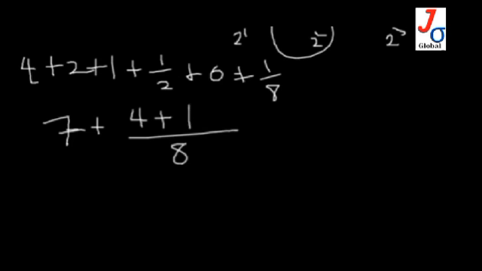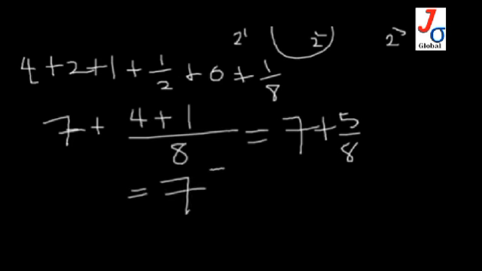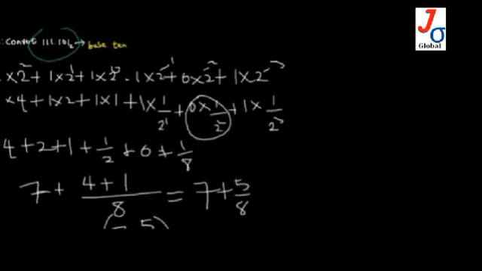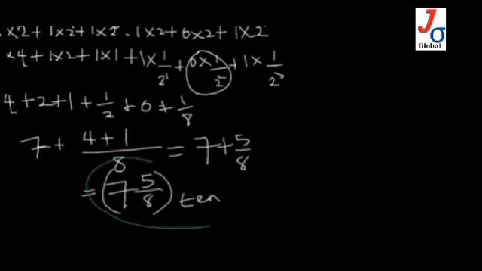So we are going to have 7 plus 5 over 8. And so the answer is 7 whole number 5 over 8. And obviously that is in base 10. So that means that if you convert this value here, 111.101, you should get this 7 whole number 5 over 8 in base 10. So that's it. Let's take up another example.